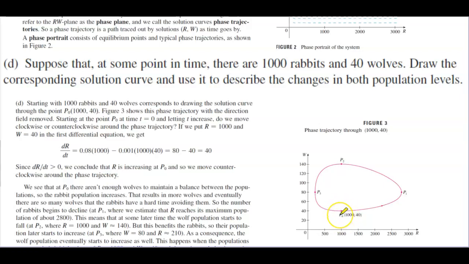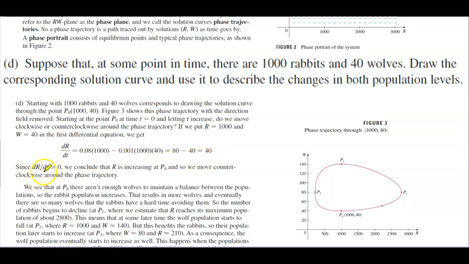Now figure 3 here is going to show this phase trajectory with the direction field removed. Starting at the point P0 at time 0 and letting t increase, do we move clockwise or counterclockwise around the phase trajectory? So if we put R equal to 1,000 and W equals 40 into the first differential equation, we would get 0.08 times 1,000 minus 0.001 times 1,000 times 40, which is equal to 80 minus 40, which is equal to 40.